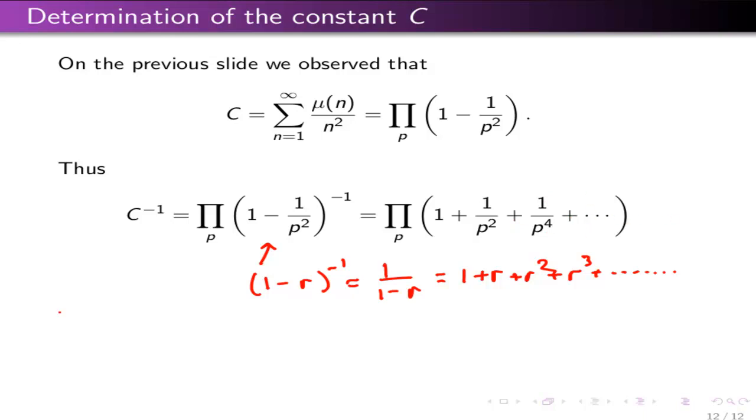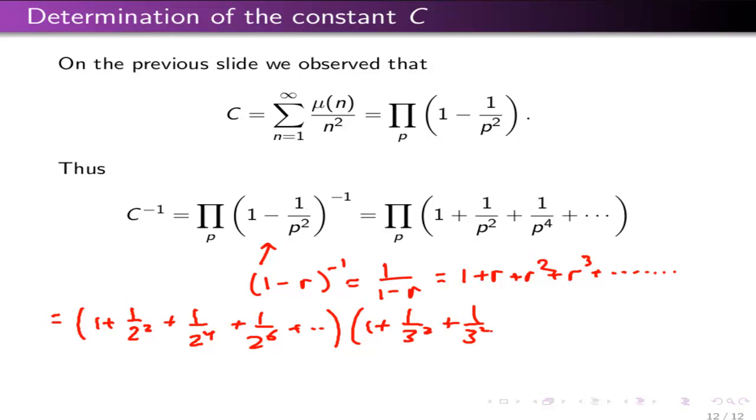And now imagine multiplying out that product on the right-hand side. So you'll have all the 2's, 2 to the 4th, 2 to the 6th, like that. And then you'll have all the 3's, 3 squared, 3 to the 4th, and then the 5's, etc. When you multiply it out, you'll have 1 times 1 times 1 times 1 all the way down the road. You'll have some terms where you just take a 1 over p squared together with a 1 times a 1 times a 1.